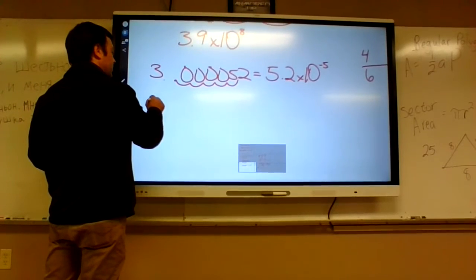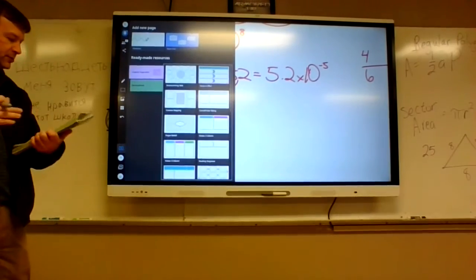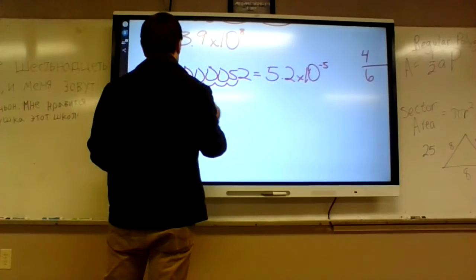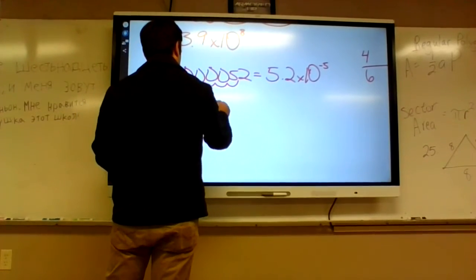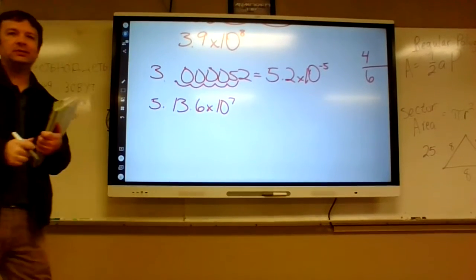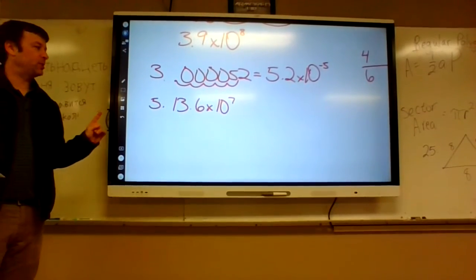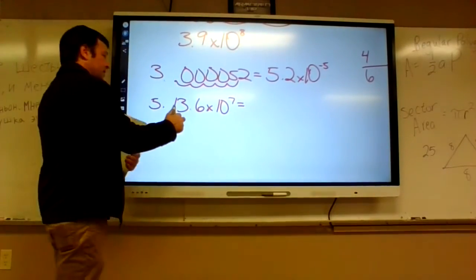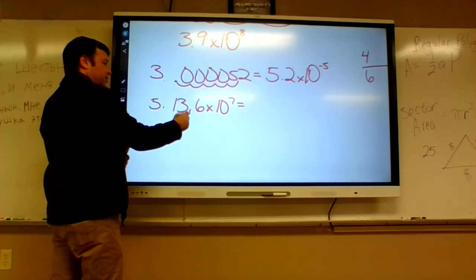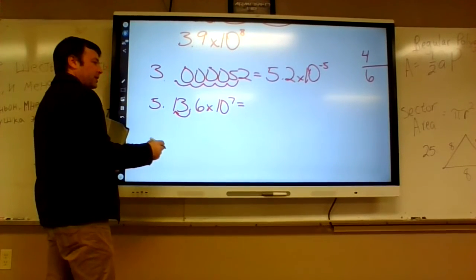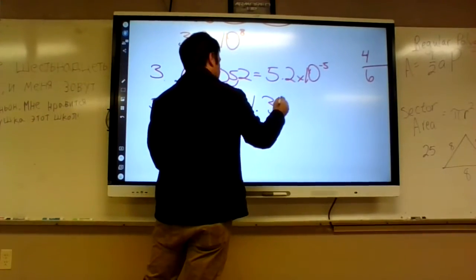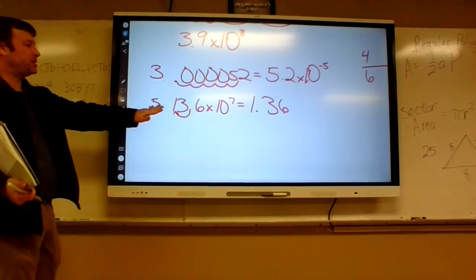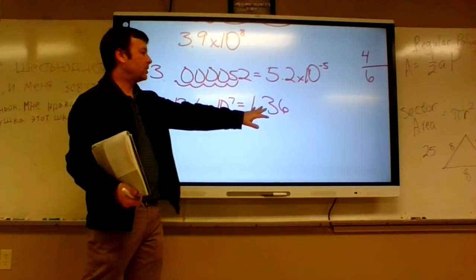Okay, number 5. 5 is weird, isn't it? 13.6. Is that in scientific notation already? Not quite. What's wrong? Oh, just didn't move it. The decimal is a little bit off. So here's how it works. This is kind of a new trick. We need to move the decimal right there, right? So it's 1.36. Now we changed this from 13.6 to 1.36.